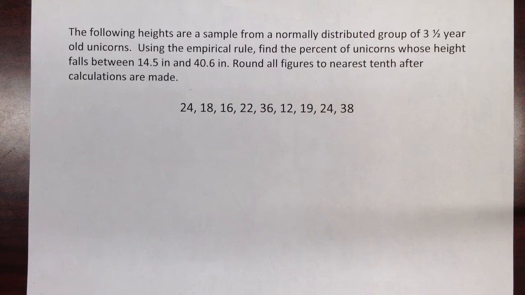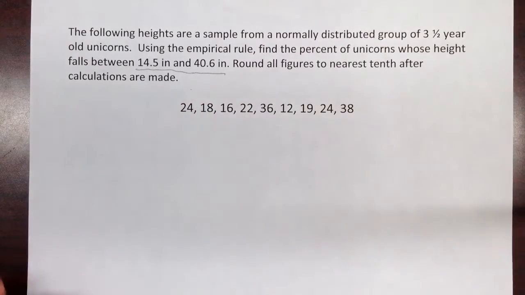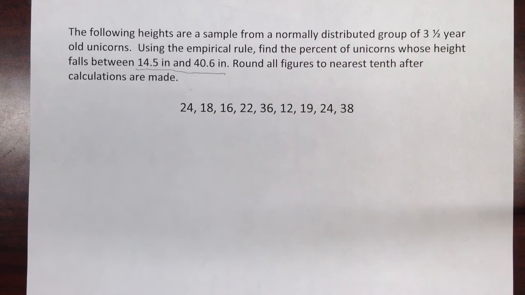There are several parts to this problem. Let me read it out first. The following heights are a sample from a normally distributed group of 3.5-year-old unicorns. Using the empirical rule, find the percent of unicorns whose height falls between, this is an important part here, 14.5 inches and 40.6 inches. Those are, of course, all in inches. Round all figures to the nearest tenth after the calculations are made. That means not in the middle of your standard deviation problem. Just put it all in a calculator, get that amount, and then round it.